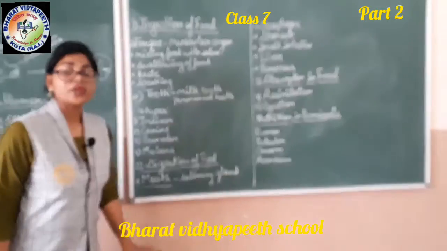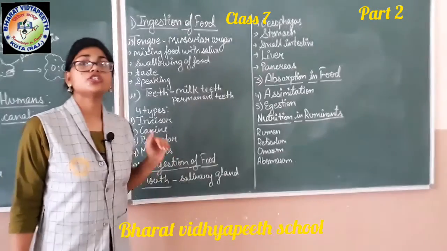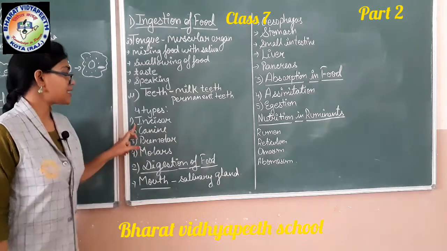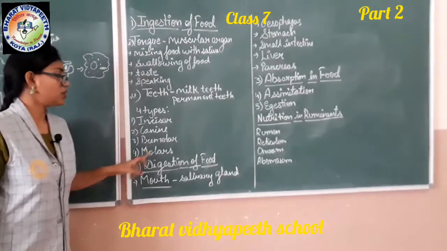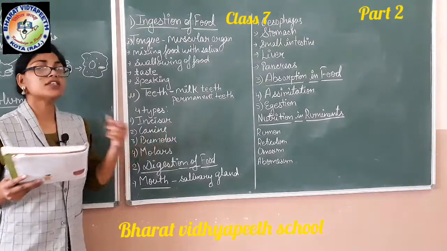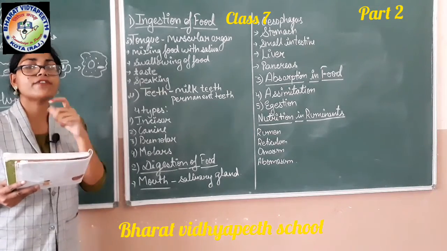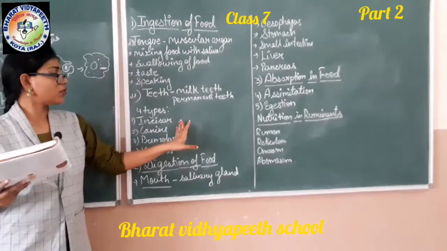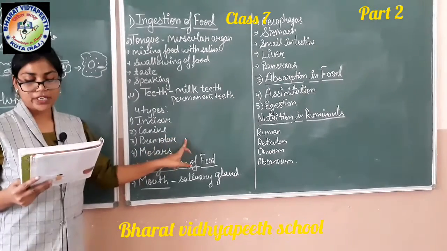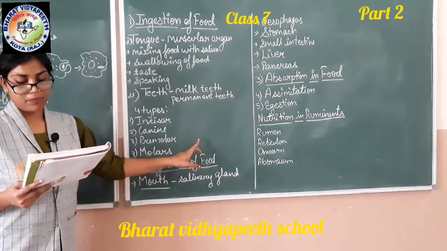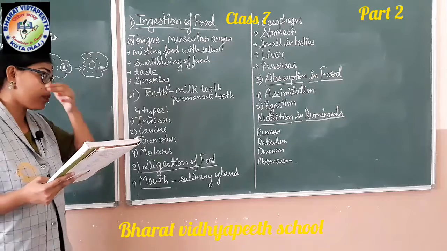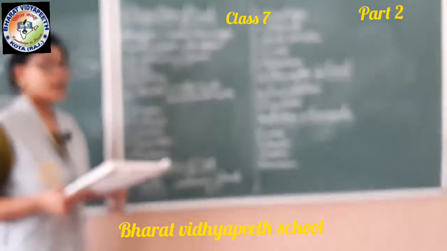Milk teeth consist of only 20 teeth, but permanent teeth consist of 32 teeth, and these are divided into 4 types. Which are the 4 types? Incisor, canine, premolar and molar. Incisors are 4 in the lower jaw and 4 in the upper jaw, so the total is 8, and canines are also 8. Then premolars are 8, and molars are 12 in number on the upper and lower jaw. When we calculate, 32 teeth are there.